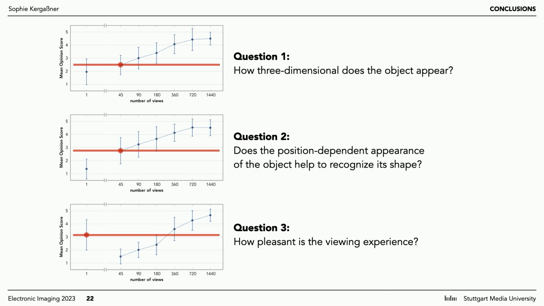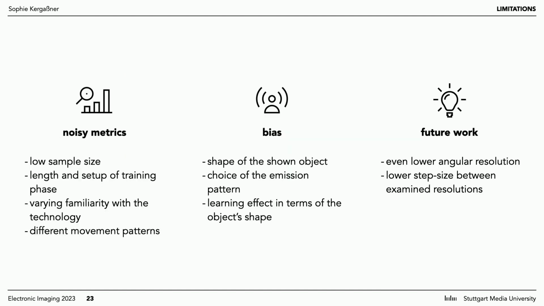The plateau can be seen at the first two questions, but not at the third, since we still can see a rise. But we also have to admit that we have a significant standard deviation throughout all of the questions we asked. And this is due to a number of reasons I will show you right now in the limitations.